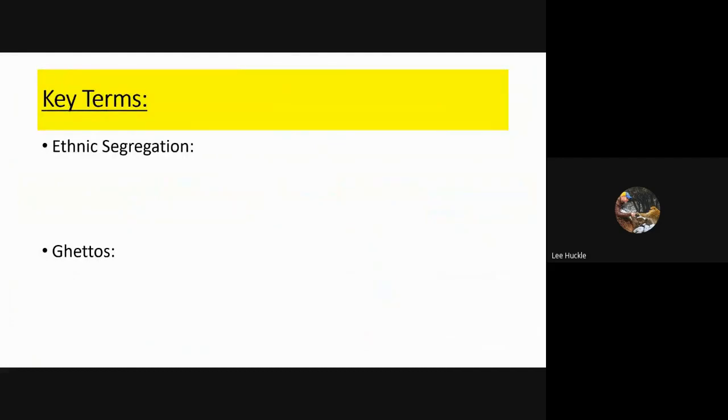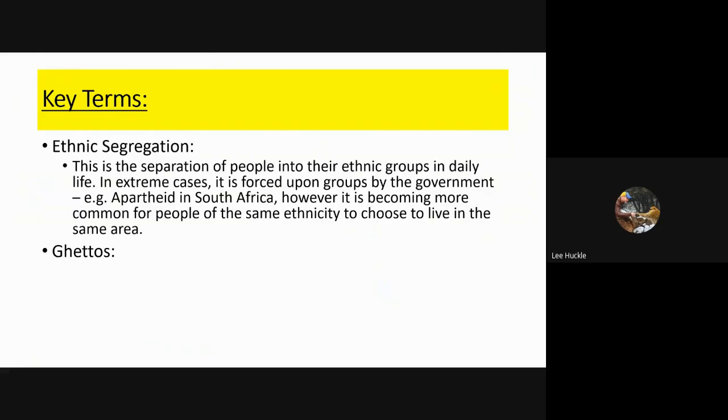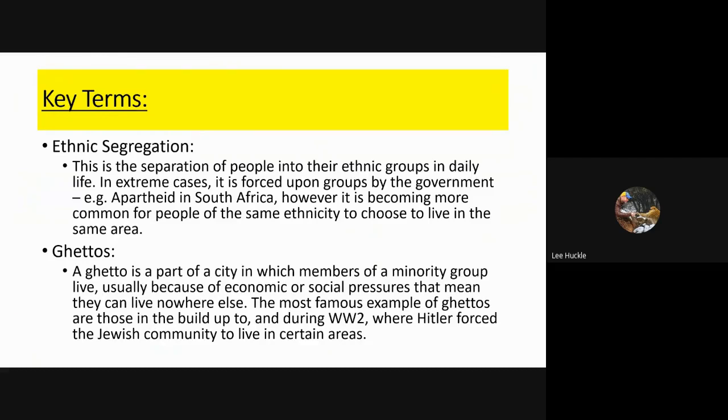So first of all, you would have needed to define these two terminologies. So what is ethnic segregation? So pause this and remind yourselves. And this shows you an example of apartheid in South Africa. And then what is a ghetto? The term ghettoization can also be used here. So what is a ghetto? Where did this key term originate? And then an example as well.